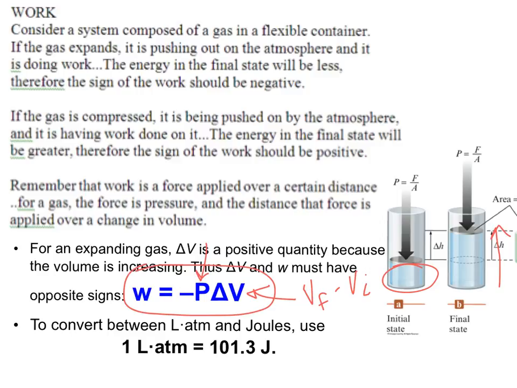And then when you use this and you put atmospheres in for pressure, you get an atmosphere liter, which isn't a really useful unit. So the conversion from liter atmospheres to joules is listed. So there's 101.3 joules per liter atmosphere. And they're usually going to ask you for your answer in joules or kilojoules. So this is going to be a very useful conversion.